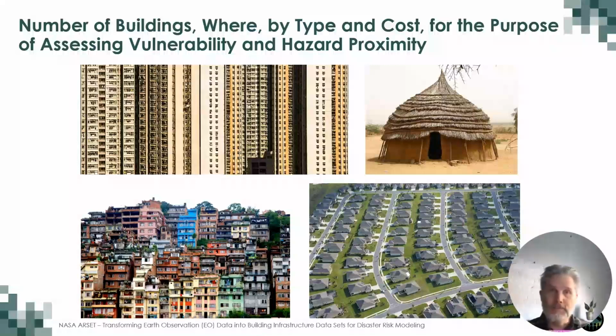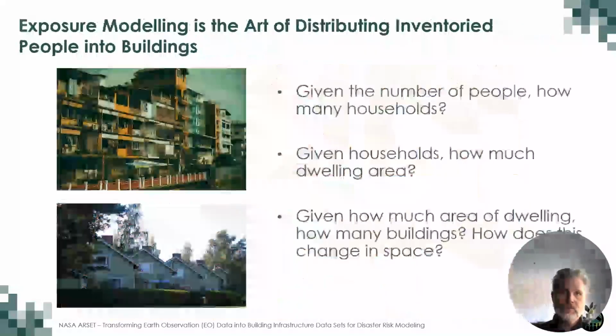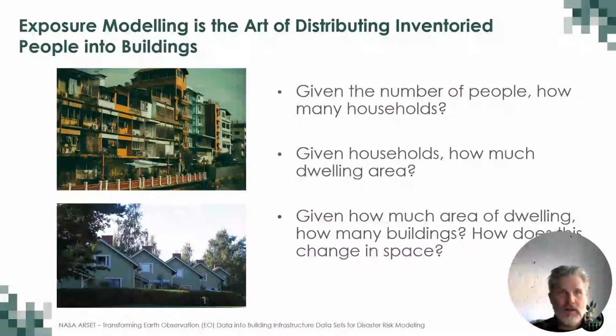So a lot of what we're trying to do is characterize, for a given area, a given census tract, a given cell, what the number of buildings are, where they are, depicted by the cell itself, by structure type, by costs, for the purpose of assessing risk. In this context, what we find ourselves doing much of the time is saying, given a number of people, a population grid for example, how many households are there? And given those households, what's the dwelling area? And how does that change through time and through space?